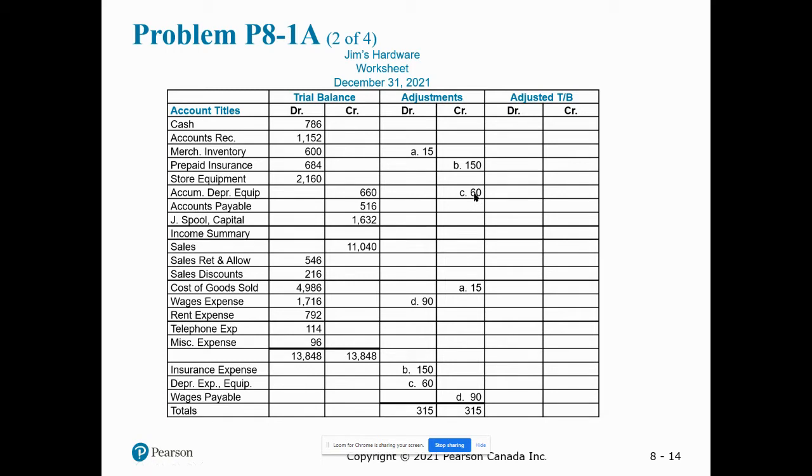Lastly, we've accrued wages. Accrued wages means that somebody's worked for a couple days, but they haven't been paid yet, but we owe it to them. So we say that there's $90 of wages payable, so it's a liability account, and we say there's $90 owing for expenses. So even though it hasn't been paid yet, we still incur the expense.